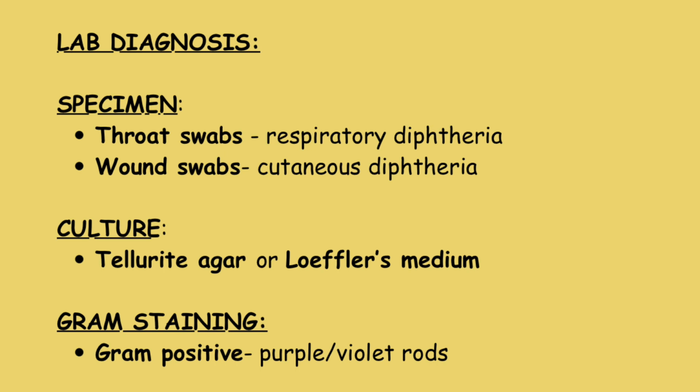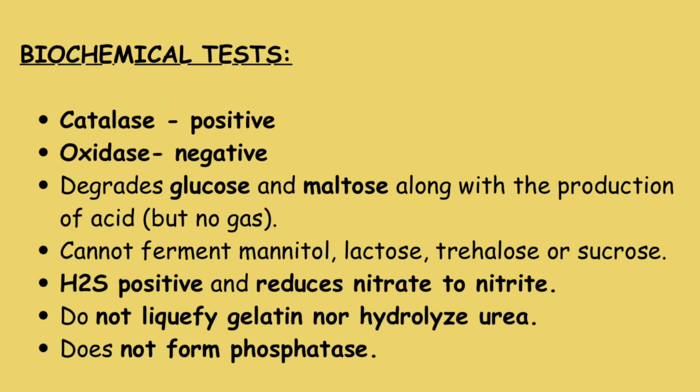Gram staining. Gram staining of isolated colonies is performed to confirm the morphology of the bacterium. Corynebacterium diphtheriae are gram-positive and they appear as purple or violet colored rods under the microscope.